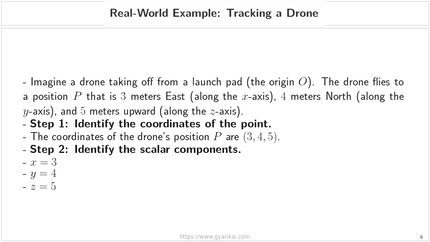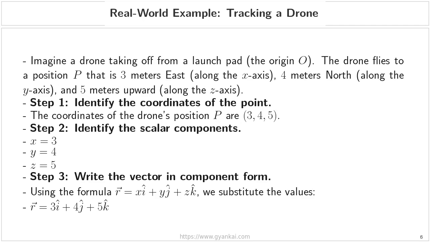Step 2. Next, we identify the scalar components. As we discussed in the previous slide, these are the real numbers that tell us the magnitude and direction along each axis. In this case, x equals 3, y equals 4, and z equals 5. Step 3. Now we write the vector in component form. We will use the formula we learned earlier, where r equals x i-hat plus y j-hat plus z k-hat. By substituting our specific values into this formula, we get the vector r equals 3i-hat plus 4j-hat plus 5k-hat.